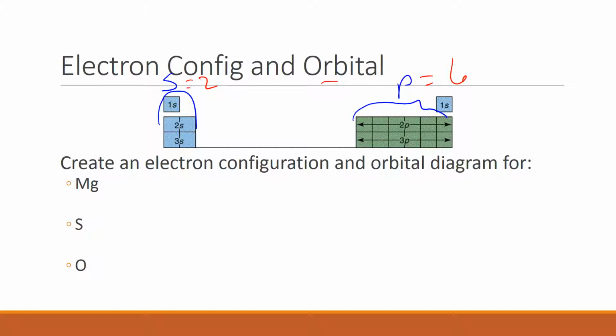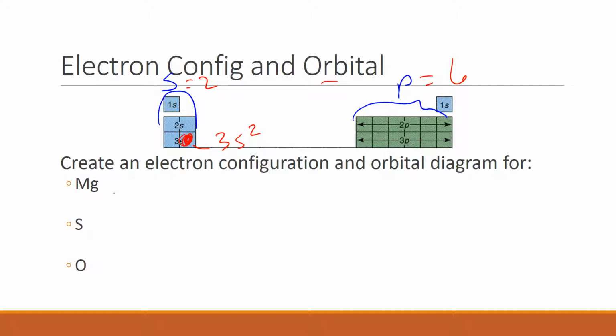So magnesium, here's the cool thing. The point of the blocks and why they're useful is if you know where the element is on the periodic table, then you know exactly where you end. So magnesium is right here. That tells us that magnesium is in the 3s block, and it's the second one in, so it's going to end on 3s2. So when we write our configuration, we go to 3s2 and then we stop.